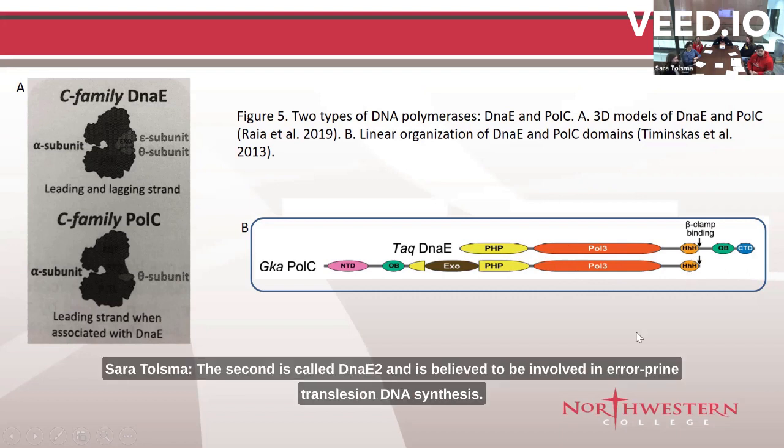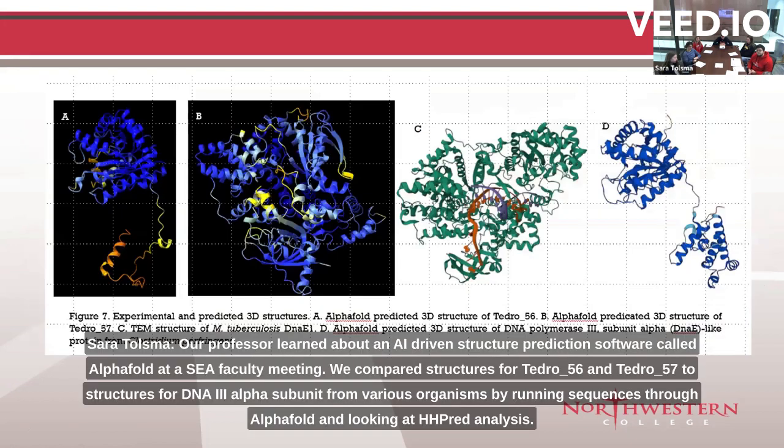M. tuberculosis has 2 DnaE genes. The second is called DnaE2 and is believed to be involved in error-prone translesion DNA synthesis. Our professor learned about an AI-driven structure prediction software called AlphaFold at a CPT faculty meeting. We compared structures for Tedro 56 and Tedro 57 to structures for DNA polymerase III alpha subunits from various organisms by running sequences through AlphaFold and looking at the HHpred analysis.